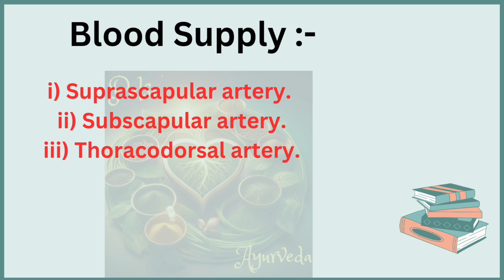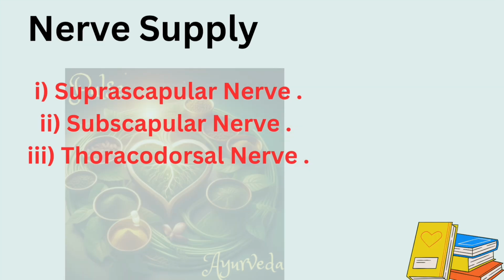Then we can see the nerve supply of the scapula. First one is suprascapular nerve, subscapular nerve, and thoracodorsal nerve. These three nerves are the main nerves which supply the scapula. As we have seen, the blood supply and the nerve supply are almost the same by names, but we only have to add artery and nerve to it. So it is a small type of trick.